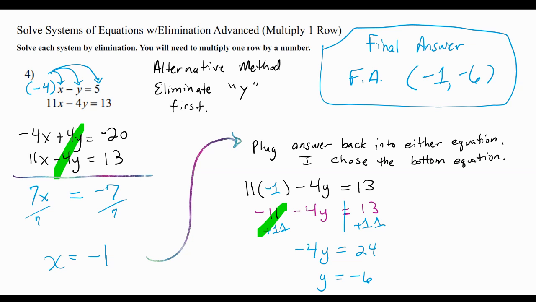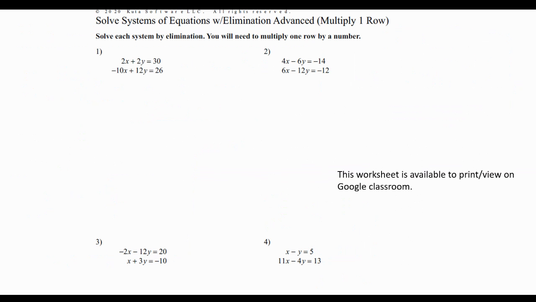Okay, so if you chose to eliminate the y first, then you should have multiplied by a negative 4 on the top row so that you could produce a positive 4y, and it would eliminate with the bottom 4y. And as you can see, we get the same final answer, negative 1 comma negative 6. So you can hit pause here if you chose to do this work. Okay, and the next slide.